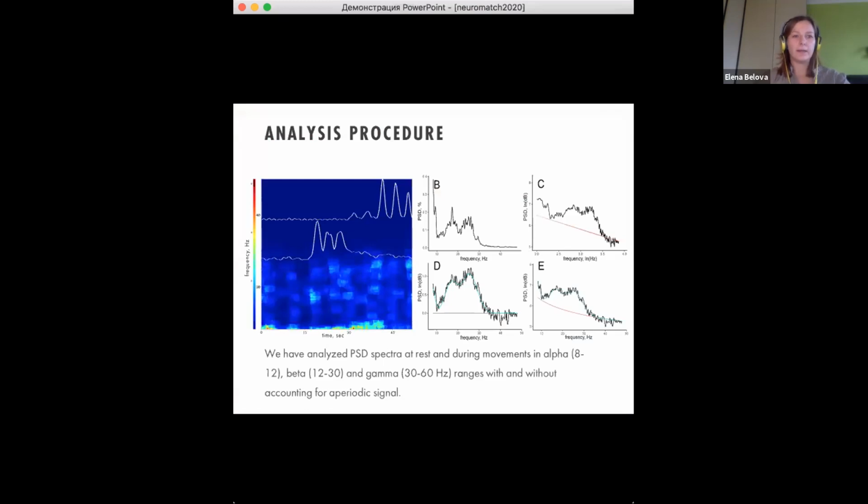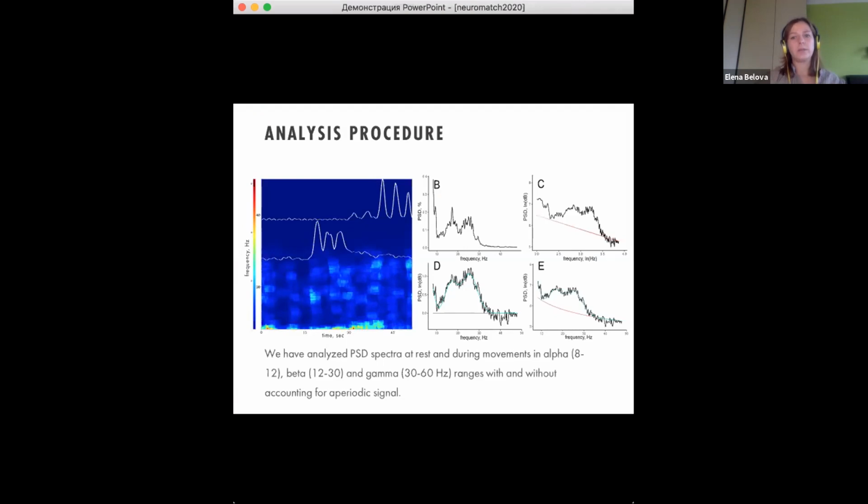Here you can see the steps of analysis, and we segmented our LFP recordings at rest and during hand and leg movement and analyzed them separately. We plotted power spectral density in alpha, low beta, high beta, and gamma bands, and used two different approaches to estimate power of oscillation in given bands.